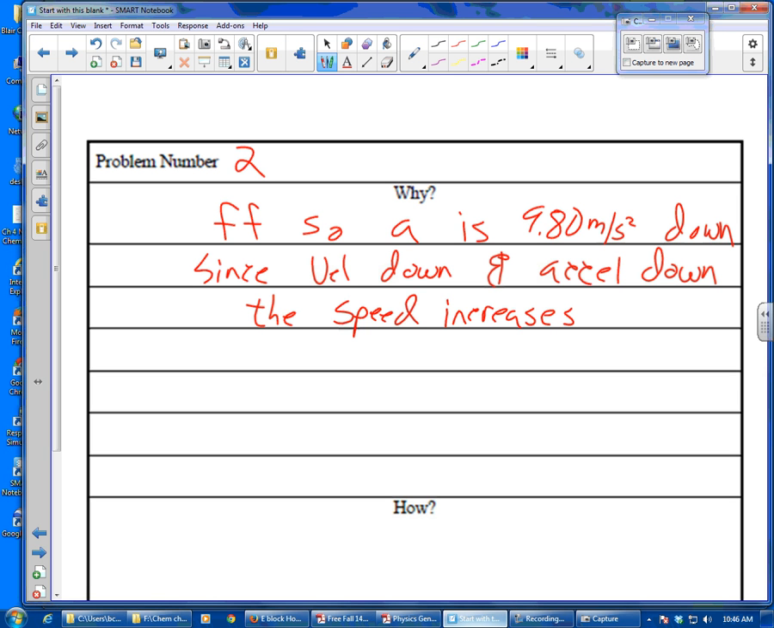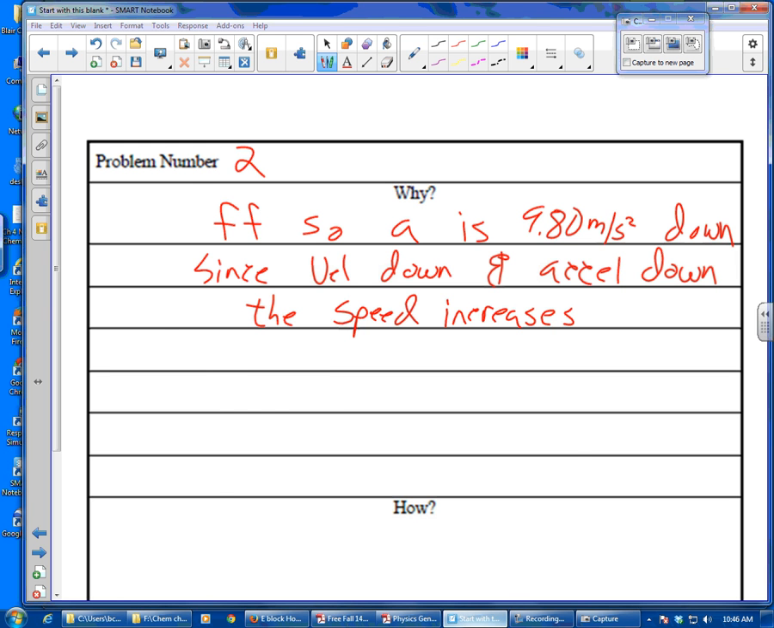So, acceleration is, I know, I have horrible handwriting. I'll work on it. Since velocity and acceleration are down, the speed increases.